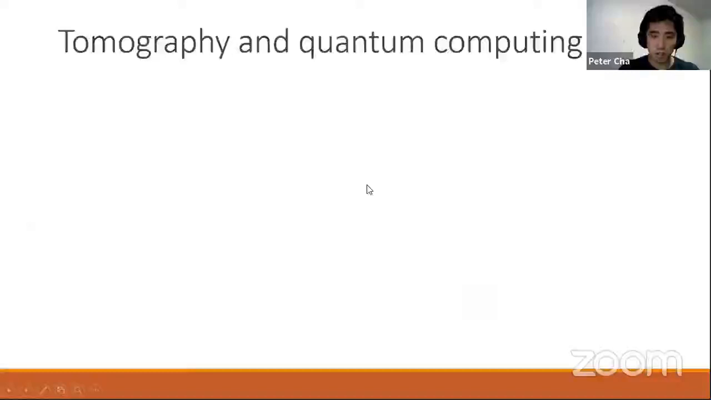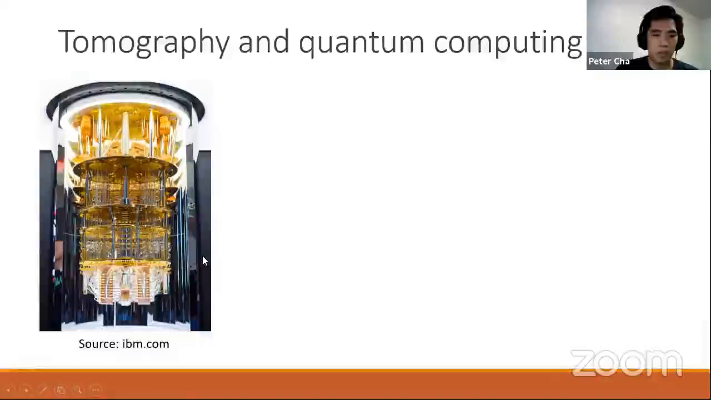Okay, so I thought I'd begin the talk by describing the central problem that is relevant to our work, which is the problem of quantum state tomography. And in order to start to describe the problem, I'd like to start with a quantum computer. This is a picture of a quantum computer from IBM, which is relevant to our work because in our work I'll demonstrate how we work with one of IBM's publicly available quantum computers.